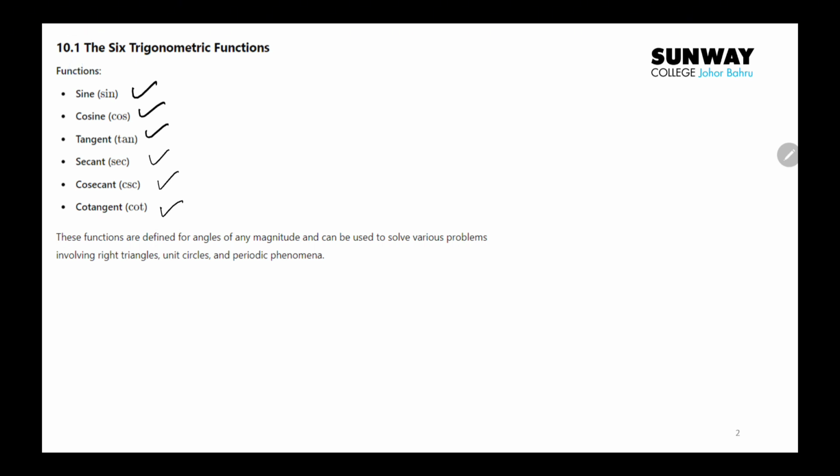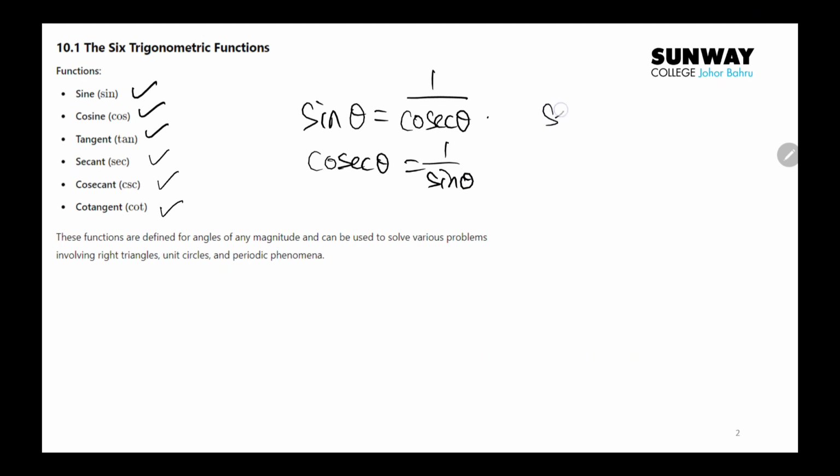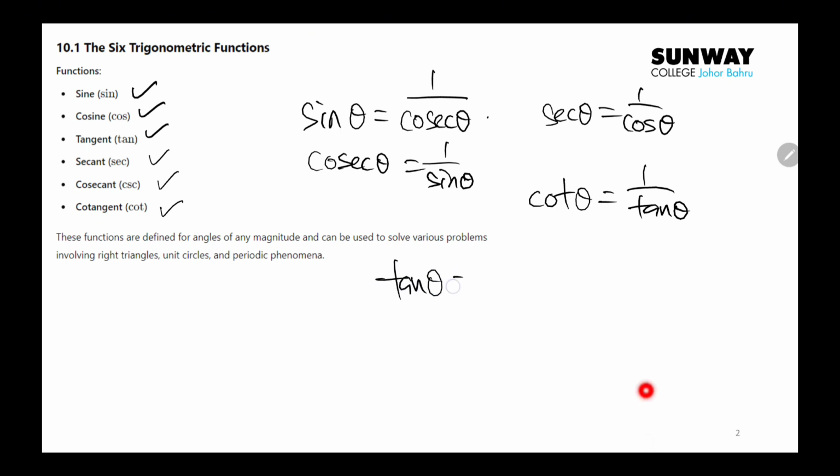The relationship between sine is equivalent to 1 over cosecant, or you can also write cosecant equals to 1 over sine. Likewise, you can write secant as 1 over cosine, or you can write cotangent equals to 1 over tangent. An additional trigonometry identity you have to understand is tangent is equivalent to sine divided by cosine. So cotangent, on the other hand, is going to be cosine divided by sine.